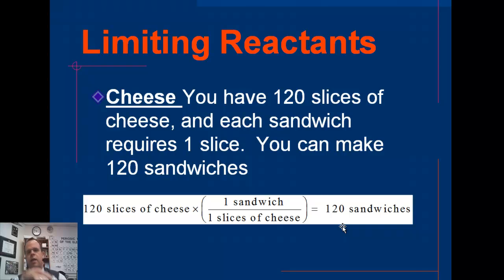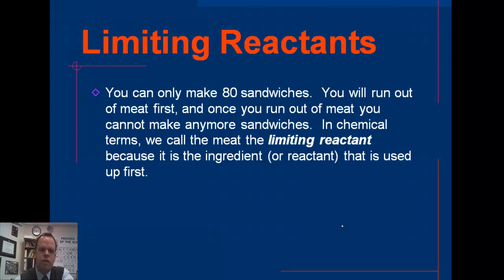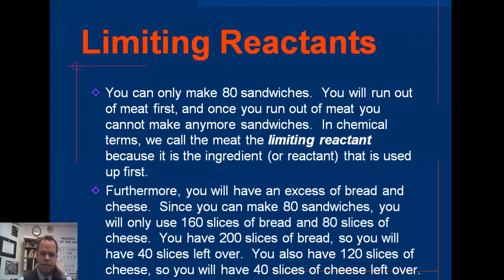So we could make 100 sandwiches from the bread, 80 sandwiches from the meat, and 120 sandwiches from the cheese. So since we can only make a total of 80 sandwiches, because after we make 80 sandwiches we are going to be out of meat, meat is our limiting reactant. It's the one that's going to be used up first. We're going to have extra bread and cheese.